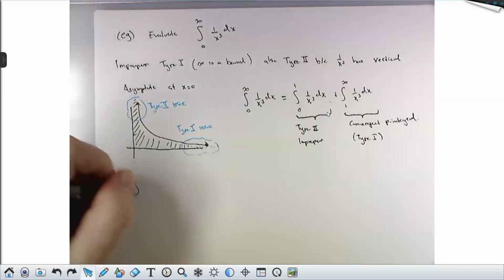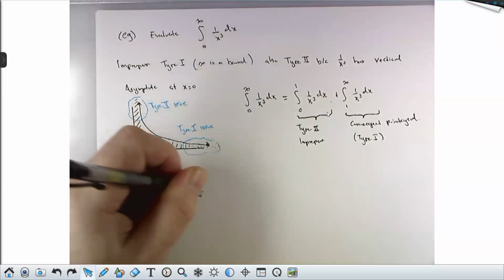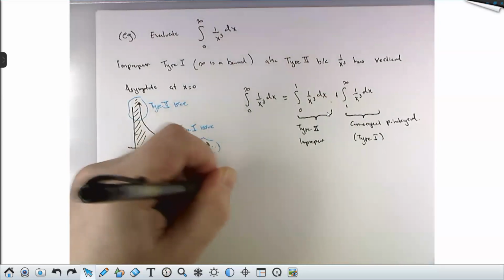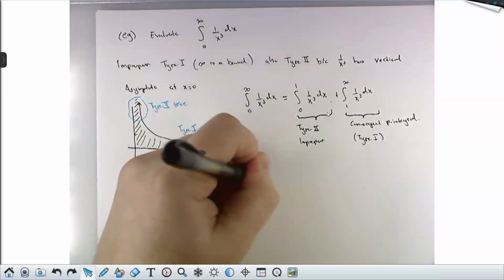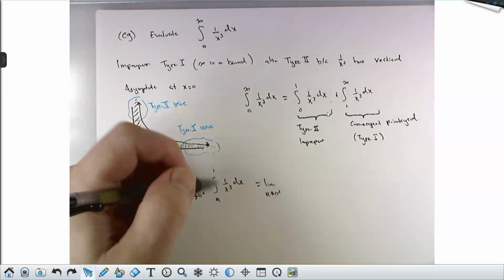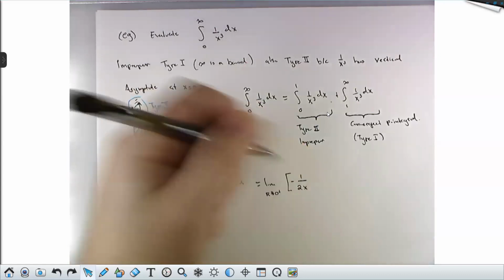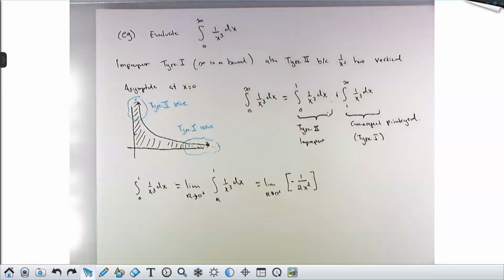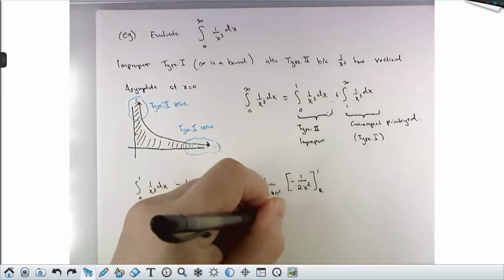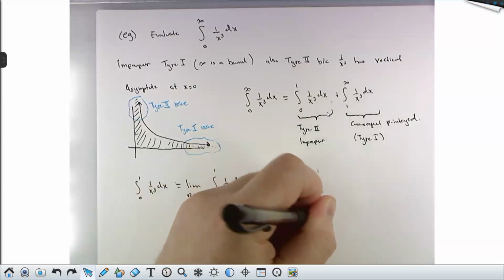So let's just look at each of them separately. Integral 0 to 1 over x cubed dx, we would write as lim r to 0 plus, thinking of r as being like here, going towards 0, integral r to 1 over x cubed dx, which is lim r to 0 plus, this is x to the negative 3, so its antiderivative is going to be x to the negative 2 over negative 2, or negative 1 over 2x squared. And we evaluate that from r to 1. So that's lim r to 0 plus negative 1/2 plus 1 over 2r squared.